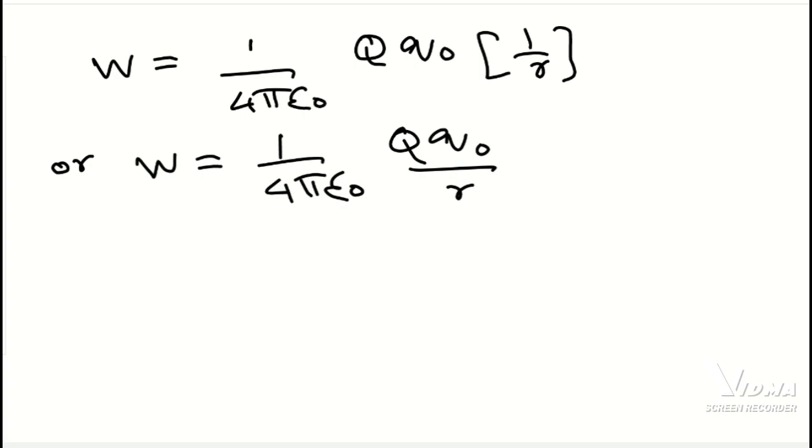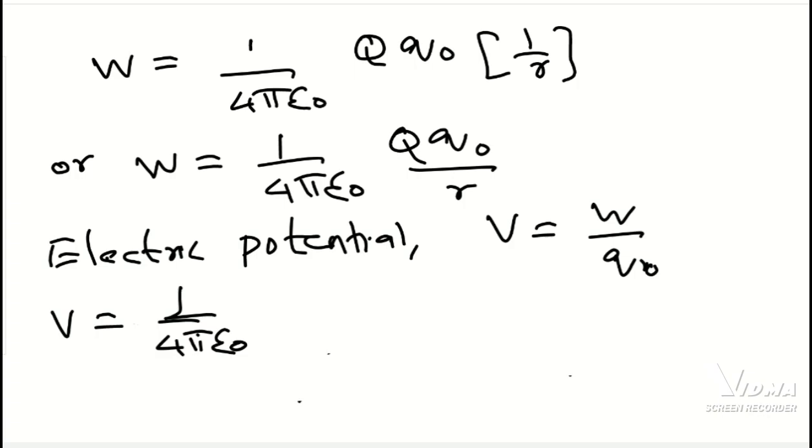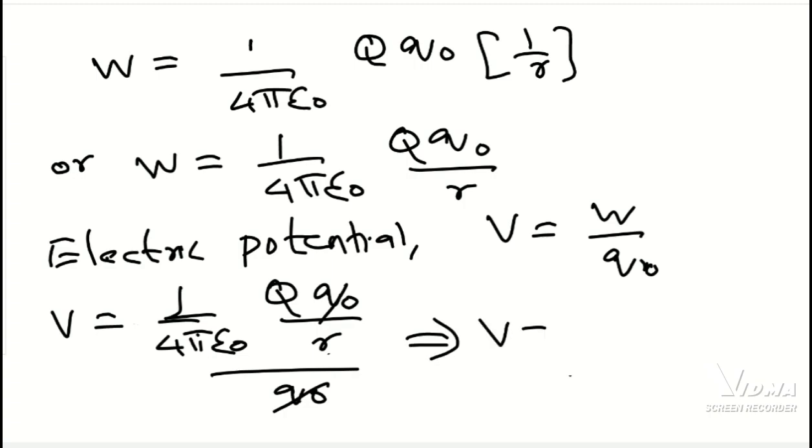Now electric potential is given by definition, V is equal to W by q naught. Now therefore V is equal to 1 by 4 pi epsilon naught q naught by r, again by q naught. So we can see that the q naught is cancelled here. So then we will get, this implies V is equal to 1 by 4 pi epsilon naught q by r. This is the derivation for the potential at a point due to point charge.